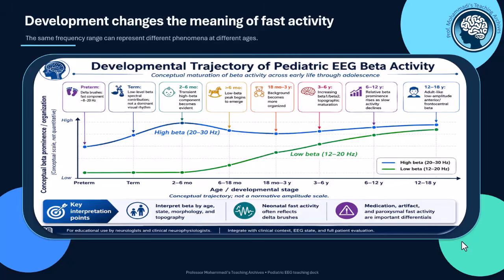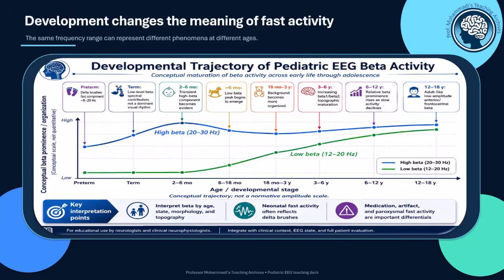At the same time, the topography evolves. The distribution moves from more central and posterior regions in early development toward the familiar anterior and frontal-central predominance seen in older children and adolescents. This diagram should be interpreted conceptually rather than as a quantitative amplitude growth chart. Individual EEGs vary according to state, montage, reference, medication, and many other technical and physiological factors. The practical message remains that the same frequency can have a very different meaning depending on the child's developmental stage.